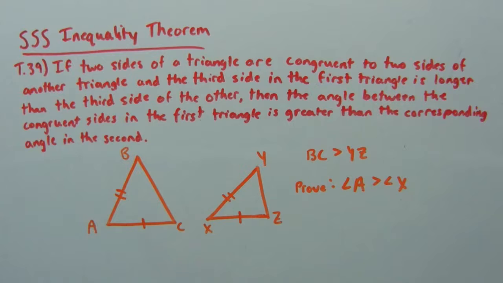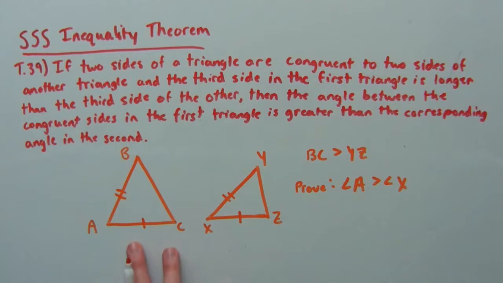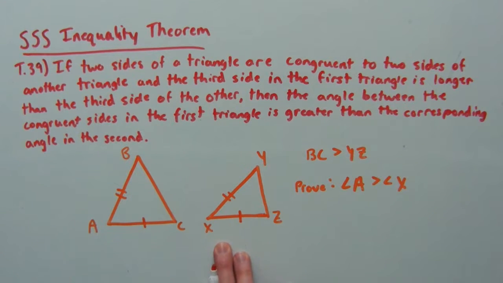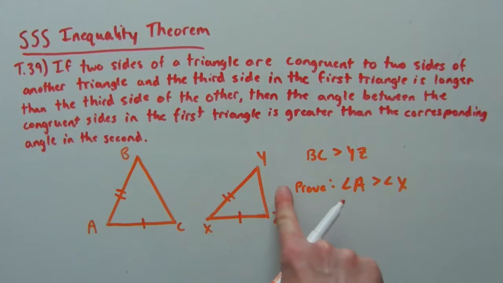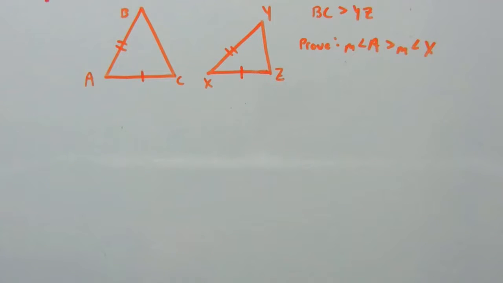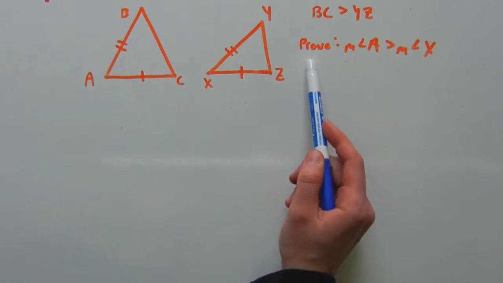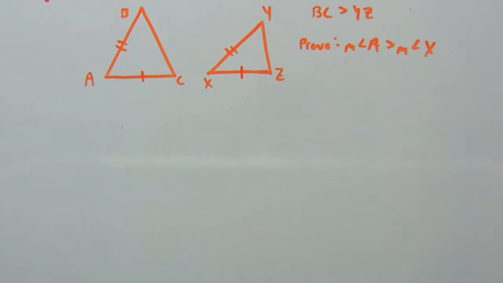In the last theorem, the SSS Inequality Theorem, we knew that the one angle was already greater than the other angle. But here, we have to prove that one angle is greater than the other angle, knowing that one side is greater than the other side. And for this theorem, we're going to use proof by contradiction. What we're trying to prove is that the measure of angle A is greater than the measure of angle X. So let's assume that this conclusion is false.